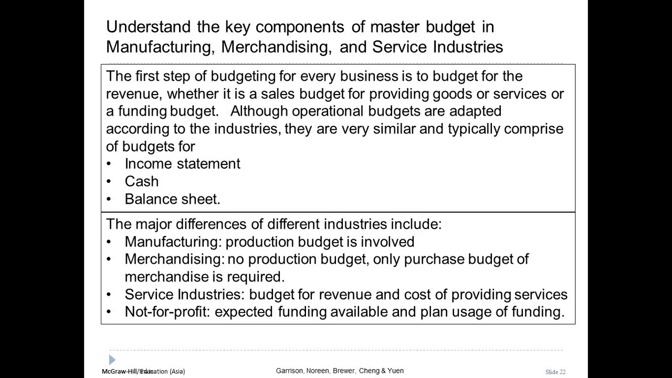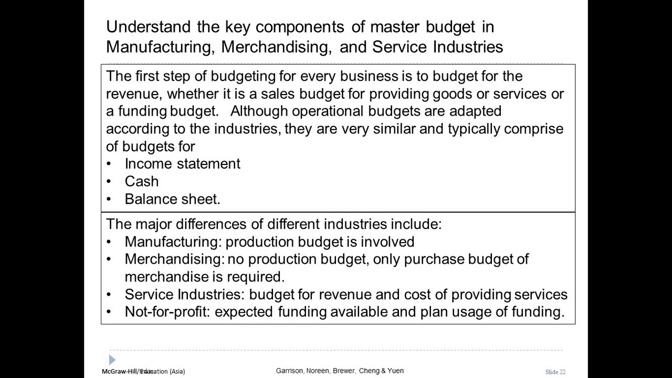So Exhibit 10-2 in the textbook provides an overview of the various parts of the master budget and how they are related. Companies in different industries adapt this master budget based on their particular needs.